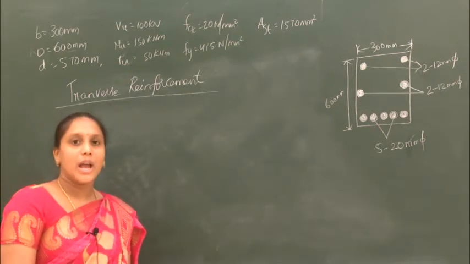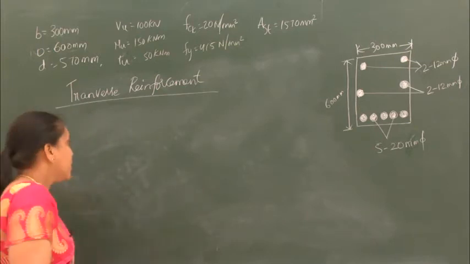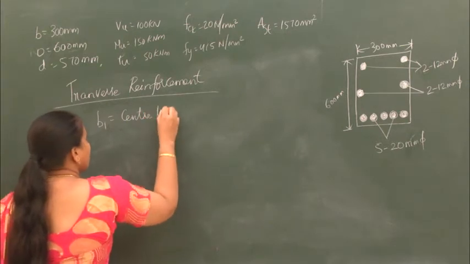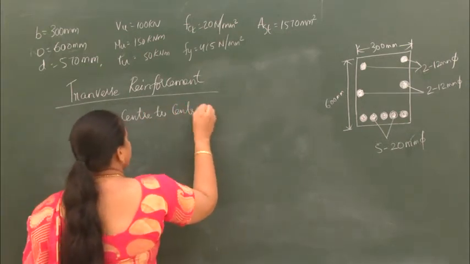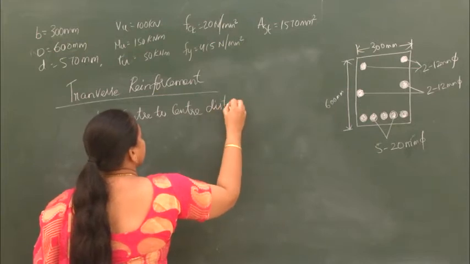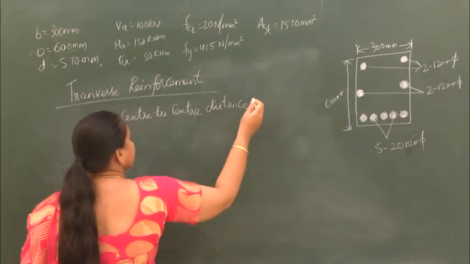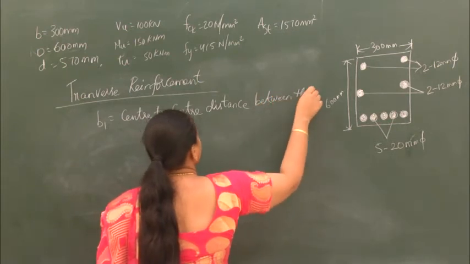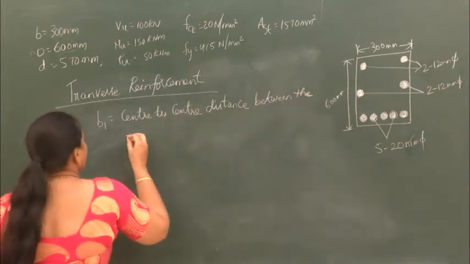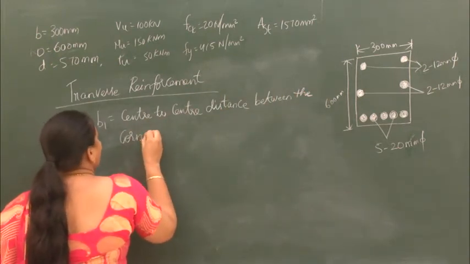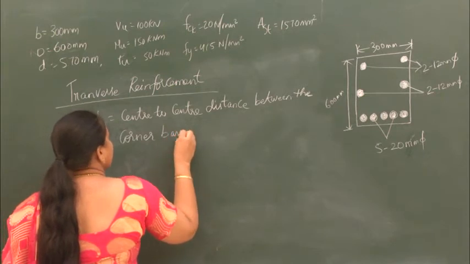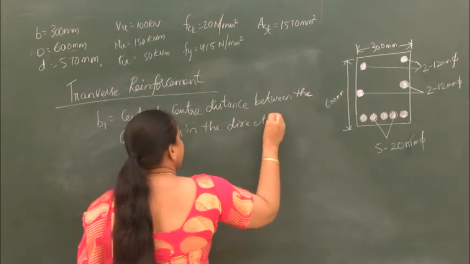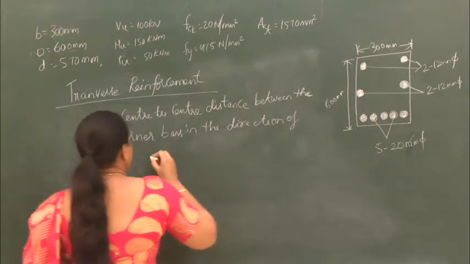So now we have to calculate the B1 and D1 values. So what is B1? B1 is nothing but the center to center distance between the corner bars in the direction of breadth.